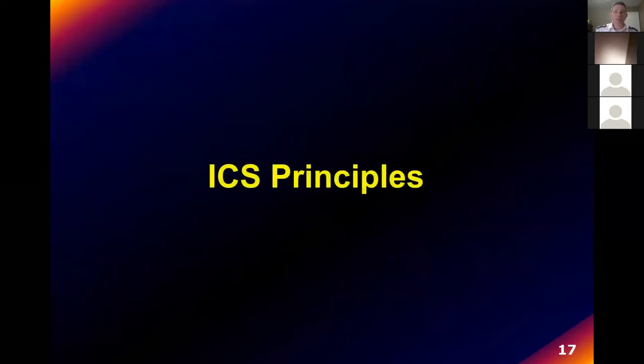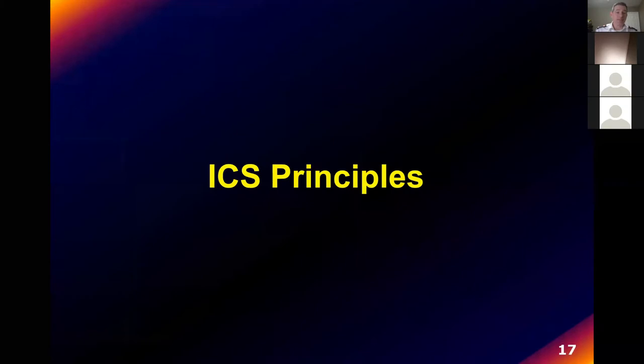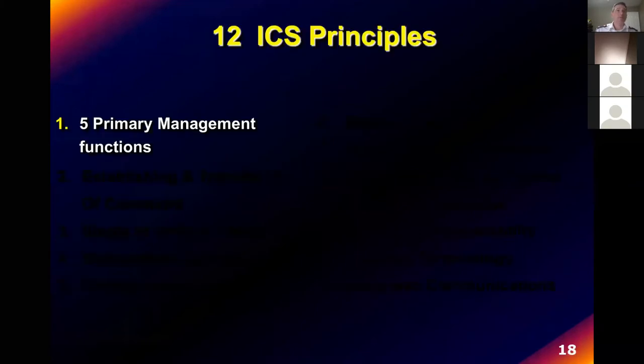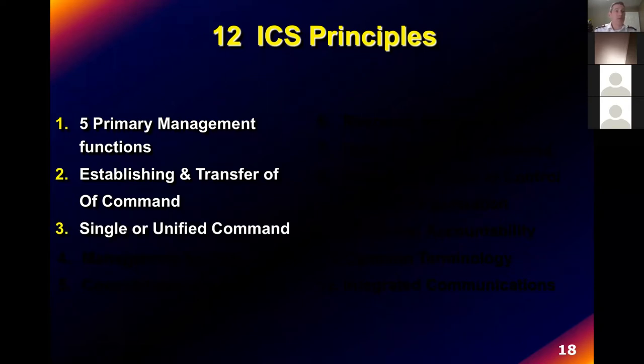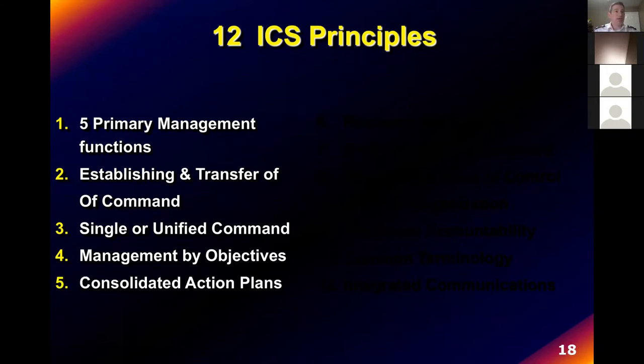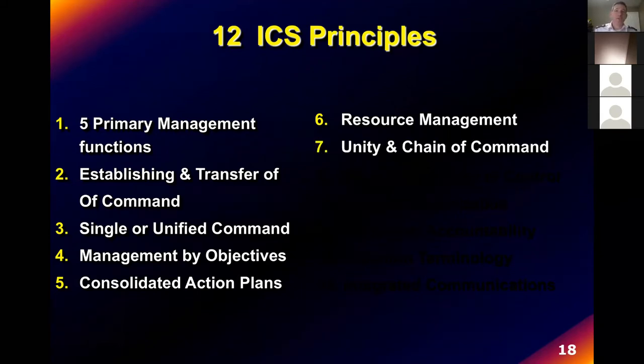So let's start talking about the 12 principles of ICS now. So again, we have 12 principles. Number one that we'll talk about is the five primary management functions within ICS. The next principle is establishing and the transfer of command. We'll talk about single or unified command, management by objectives, consolidated action plans, resource management, and the terms unity and chain of command.